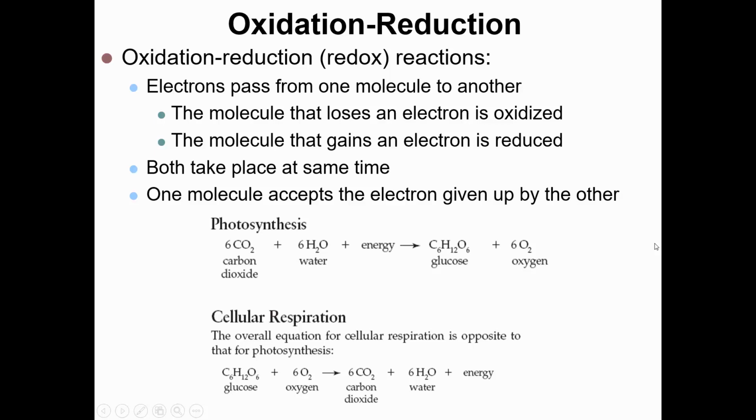The molecule that gains an electron, as you know, is reduced as a result of the fact that the gaining of an electron results in the addition of a negative charge and an overall reduction in the charge of the molecule. Therefore, the molecule is reduced. Both of these obviously have to take place at the same time. One molecule must give up an electron for another to receive it.